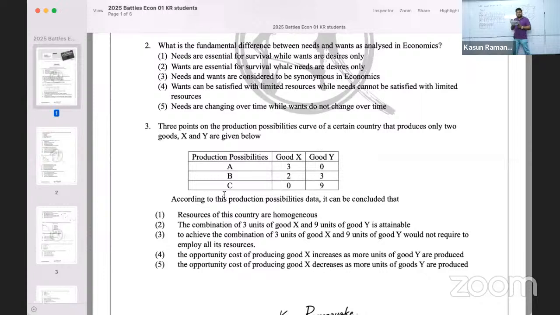The first one says that the production resources are homogeneous. That means we have to check whether this production possibility curve reflects constant opportunity cost. That means the PPC has to be a linear curve. All right, let's do this one. Look at the board now.